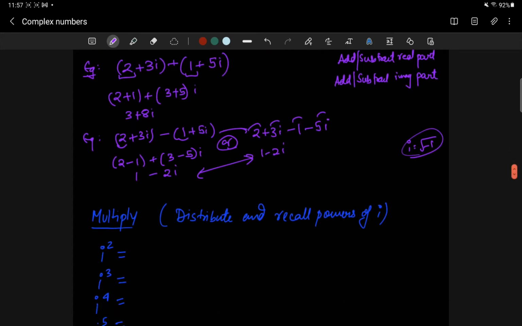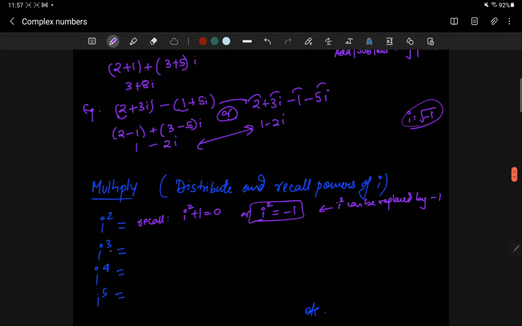Let's see, what is i squared? Recall, we all started with this definition that i squared plus 1 is 0, or i squared is negative 1, which means that i squared can be replaced by negative 1. That's really useful because it means that i squared is actually a real number. It's just negative 1. So wherever you have i squared, that just means a multiplication by negative 1.